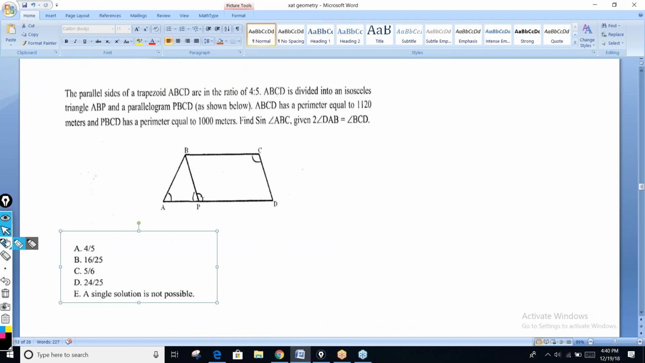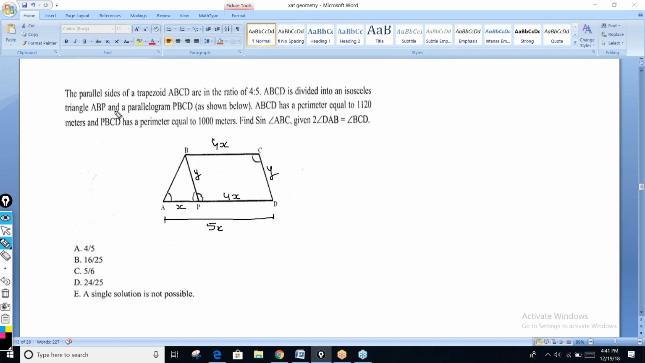This is a good question again. The parallel sides of trapezoid ABCD are in the ratio 4 is to 5. That side and that side are in the ratio 4 is to 5, so that complete side is 5. ABCD is divided into isosceles triangle APB and parallelogram PBCD. So this side is 4x, so this is also 4x. This side is y, so this side is also y. This is x. Obviously, if it is an isosceles triangle, the two sides can be equal to x also, or the two sides can be equal to y also.